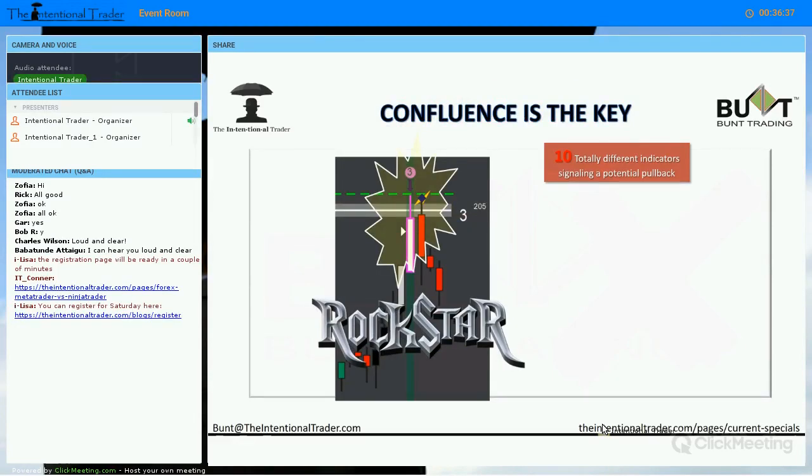So we've got our rock star setup. It actually got its name in the trade room by our traders when we started trading this setup. It's got 10 levels of confluence suggesting price is done, that price is tired moving in that direction, at least a little bit, to the point where we can anticipate that little pullback. So we've got momentum, which is this strong push right here. We've got an overbought condition, which is this pink outline.